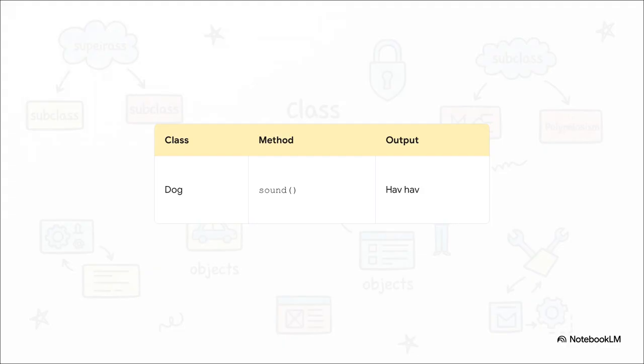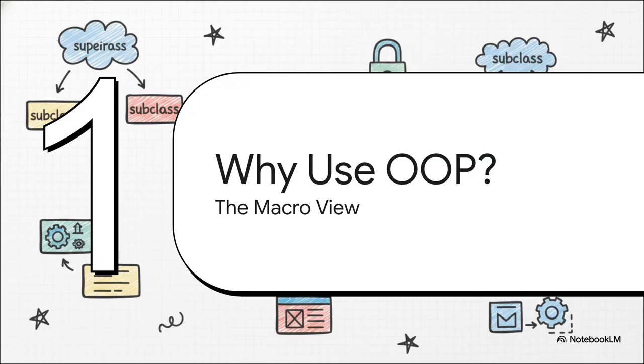So what happens? Well, the dog class has its very own sound method that returns hav hav, which, fun fact, is exactly how dogs bark in our Turkish source code example. When we ask the dog object to make a sound, the final output is hav hav. Python looks at the actual object type, sees it's a dog, and uses the dog's unique overriding behavior instead of the generic animal sound.